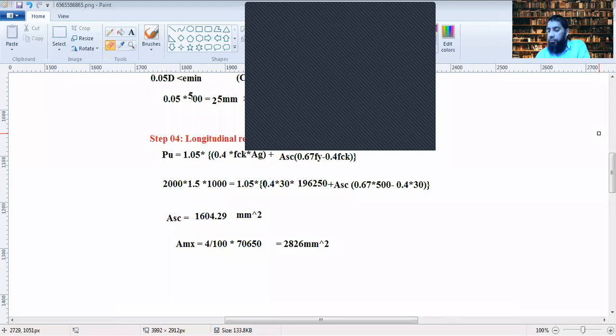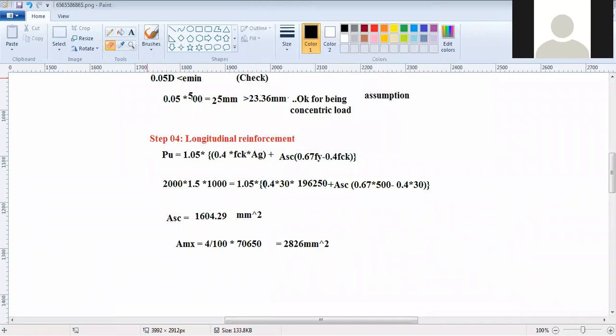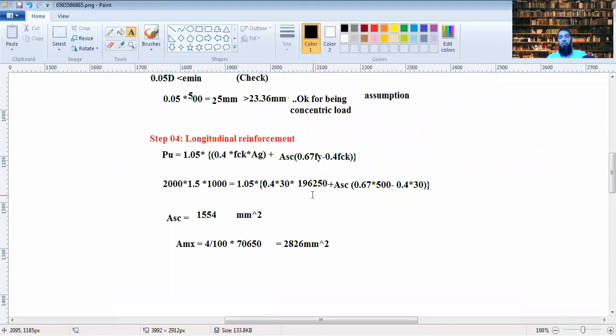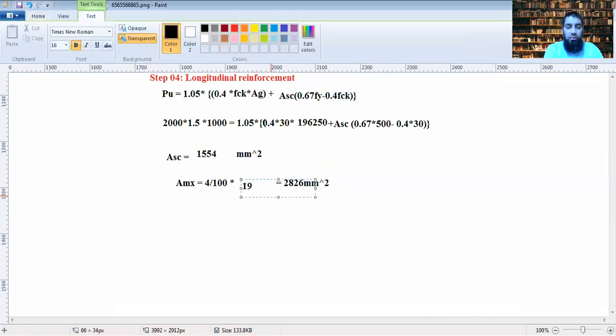1554. What were you getting? Yes, it is coming 1554. Point something. So let's take it 1554. So A maximum is 2826 when this was the case. Now it will increase further because now your area of cross section is 196250.